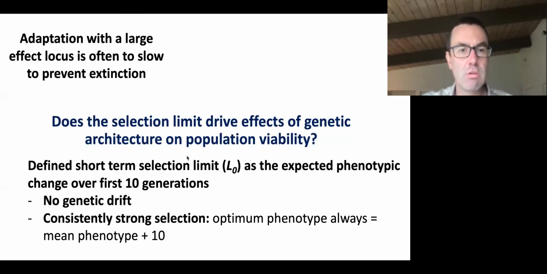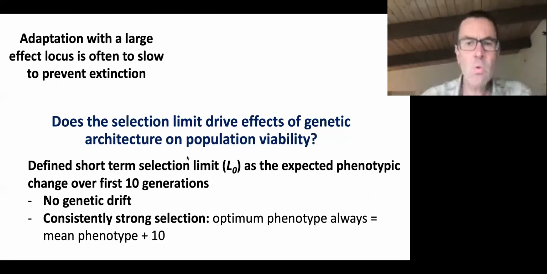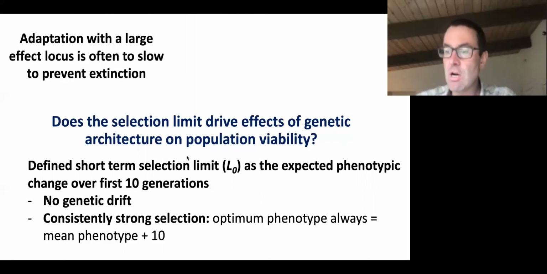over the first 10 generations, assuming idealistic conditions of no genetic drift and consistently strong selection, where the optimum phenotype is always 10 units higher than the current mean phenotype.